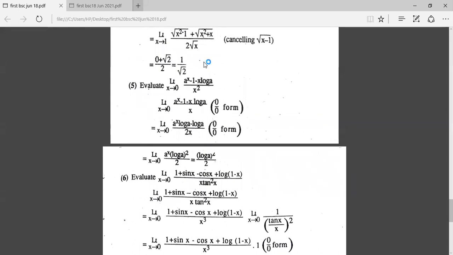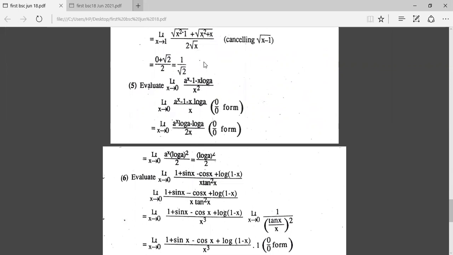Thank you. Right. Let us work a few more problems on indeterminate form 0 by 0. Take the fifth problem: limit x tends to 0 of (a raised to x minus 1 minus x log a) divided by x square. First, you have to substitute x equals 0 there, check whether it is of the indeterminate form 0 by 0, then proceed.